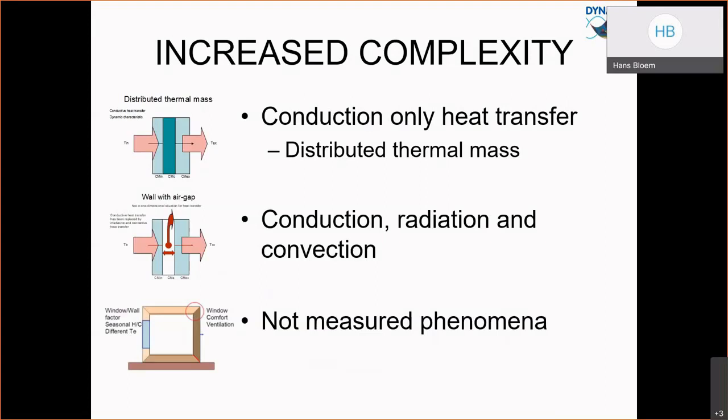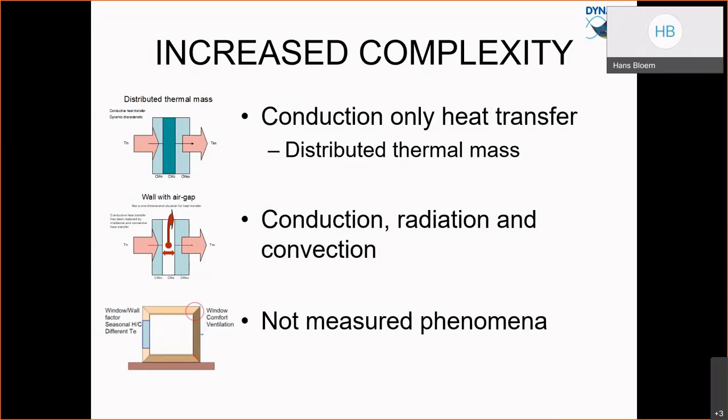The other thing that is very important to understand is if you take the whole building or you take a part of the building. So what we have expressed in this slide is there is an increased complexity if you go from a solid wall, for example, where you only have conduction, heat transfer by conduction, and you might have distributed thermal mass. This is one of the examples that we have given also in our data that you can find on our website. A more complex system is occurring when you have, for example, an airflow in a wall, or airflow between two windows, etc.